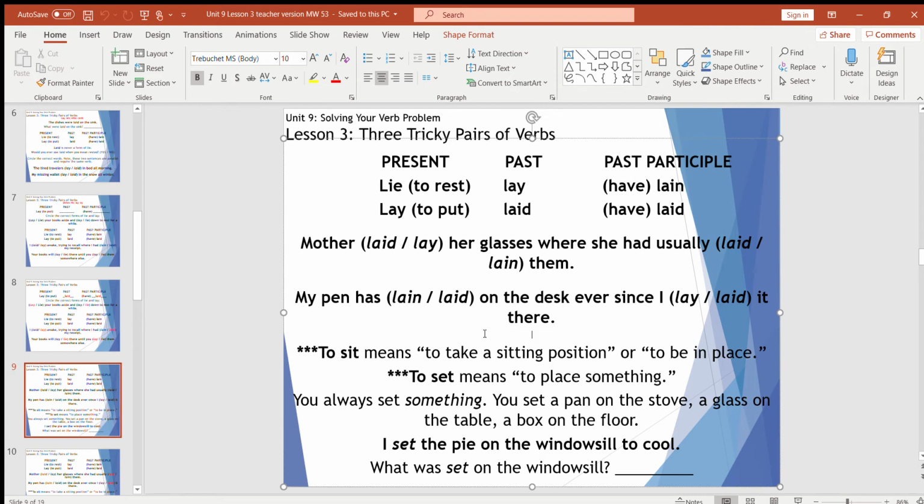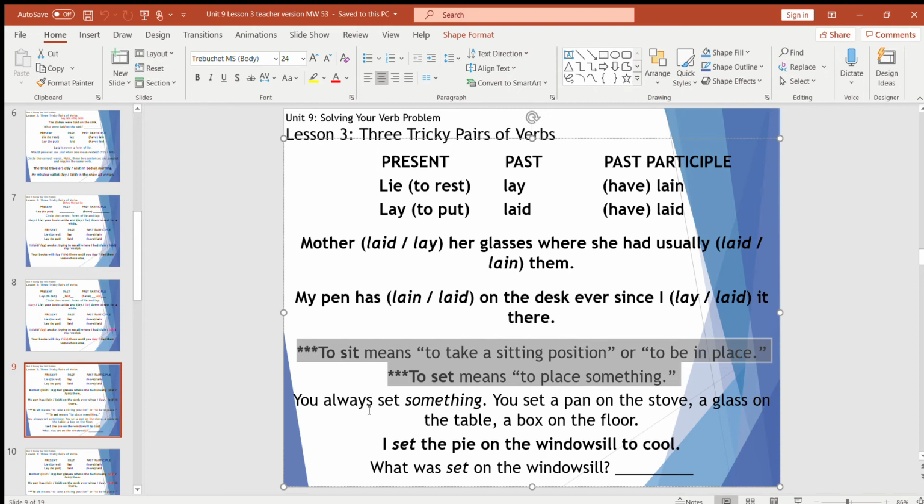Okay? Like I said, lay and lie, probably the trickiest of them. The other ones, not too bad. So speaking of the other ones, circles to highlight. To sit and to set. To sit means to take a sitting position or to be in place. To set means to place something. And again, it's kind of like lay, where you put something down, you place it somewhere else.